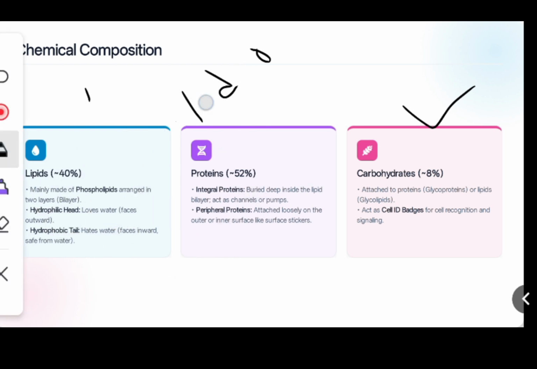Then the second one is protein. Proteins are the major important structures in the plasma membrane. They are involved in cell signaling and transportation, everything. Here, proteins are of two types in the plasma membrane. Number one is integral protein, and number two is peripheral proteins. I will explain what integral proteins and peripheral proteins are.